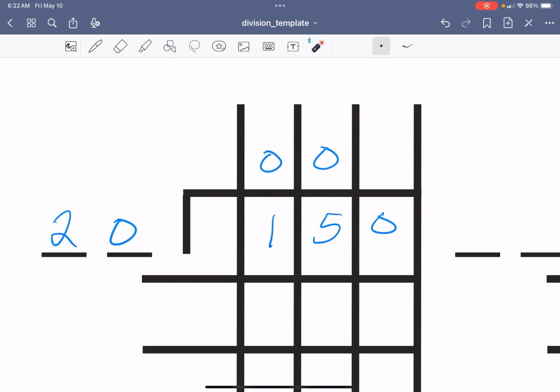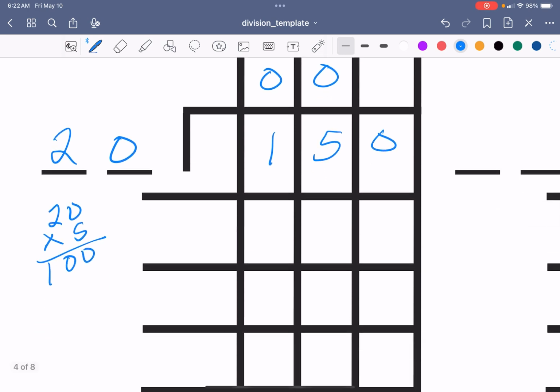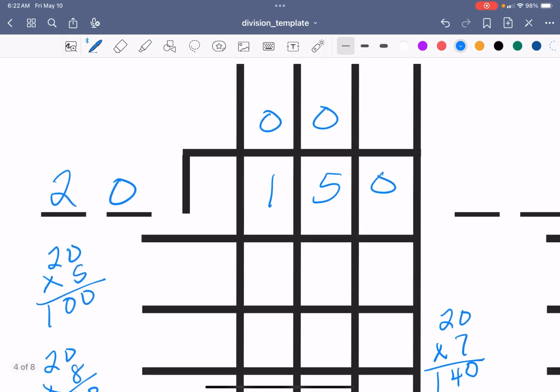So let's see, how many times can 20 go into 150? Well, I can estimate. I could do 20 times 5. That gives me 100. Let's see, 20 times 8 is 160. That's too big. I could try 20 times 7. That's 140. So 20 times 7, which is 140, will work. So I'm going to put 7 here.